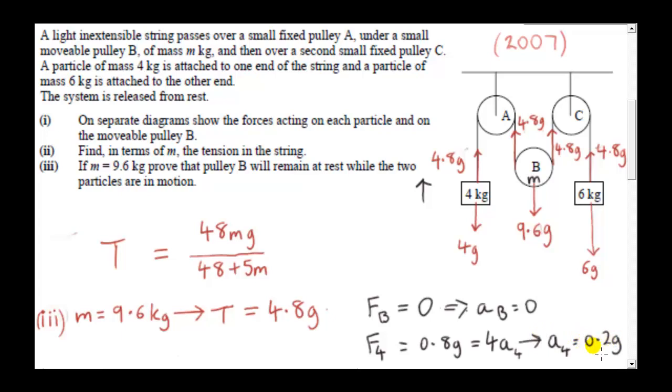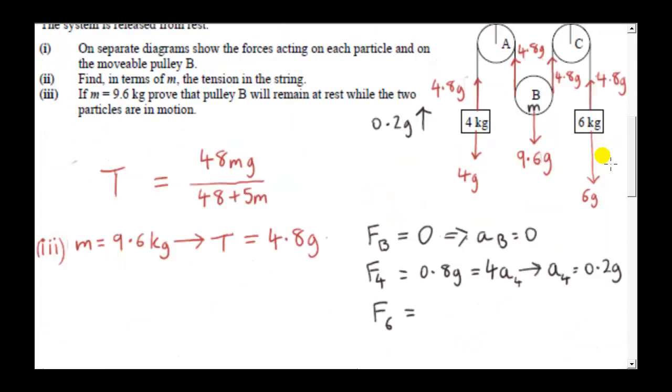So there's the acceleration, and it's upwards. We can see the resultant force on the 6 kilogram mass is 6 minus 4.8, or 1.2 g in the downwards direction. So this mass will accelerate down. So the magnitude of the acceleration of the 6 kilogram mass is 0.2 g downwards. So this thing is remaining at rest.